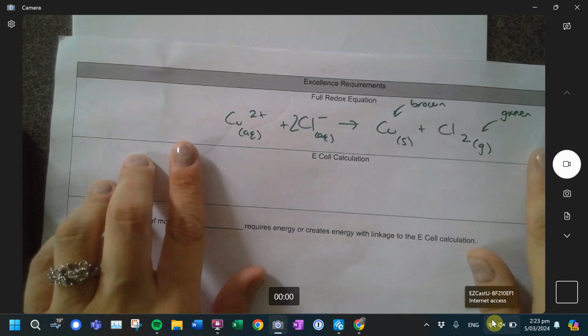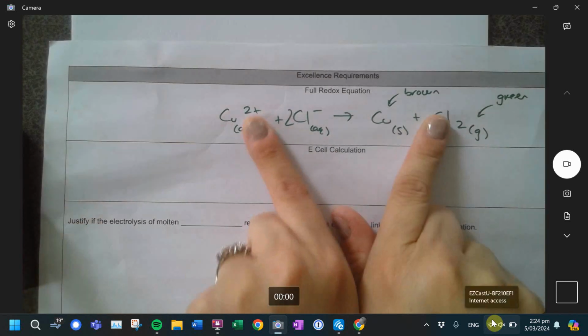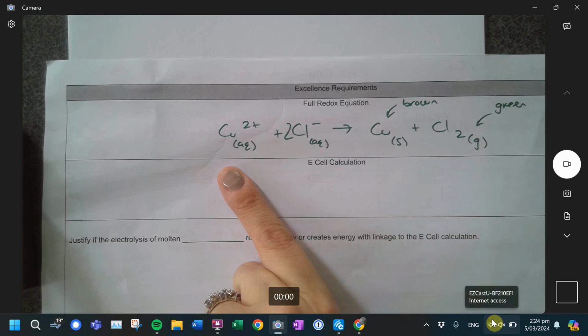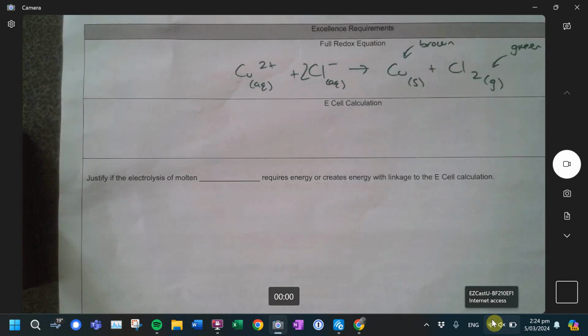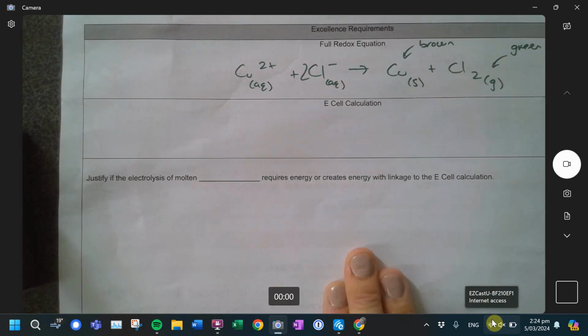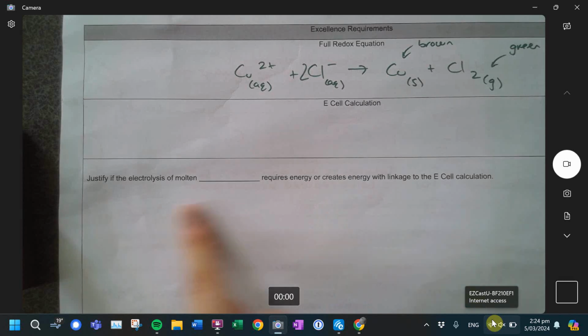The other thing I talked about yesterday was the full redox equation because you might as well put it together. And this is stuff that we did in lesson number 1 when we were refreshing all that redox basics. We good? All right. The next two things I need to talk about then are these other excellence requirements, which is the E cell calculation and then the justification for that. So let me run you through those ideas. And I'll just leave this here.